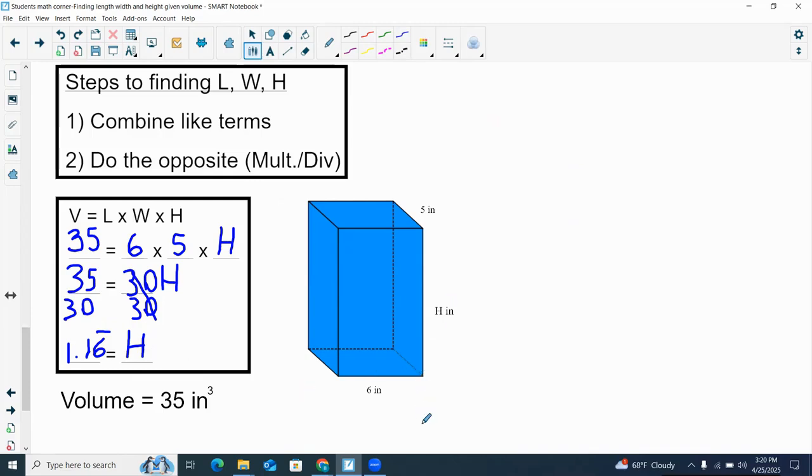And then if I wanted to test it out, I simply type that in. So I'm going to take 1.166666 repeating times 6 times 5, and I get 35, which is what my volume is. So hopefully now volume seems a little bit more simple for you. And if you are missing the length, width, or height, but you're given the volume, you should be able to find whatever those are.